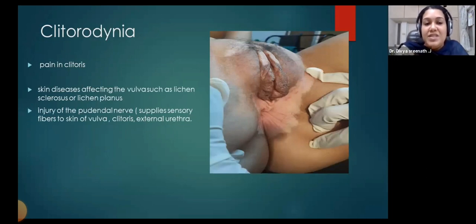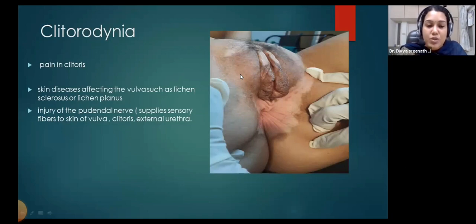Another condition related to the clitoris is clitorodynia. Dynia means just pain. This is a patient who complains of severe burning sensation and severe pain in the clitoris. She has severe itching over the vaginal area. This was her clinical presentation. When doing an examination, we identified that she has lichen sclerosus. In such patients, they may have severe pain around the clitoris and severe pruritus. Pruritus means severe itching. She even had sleepless nights due to this pruritus.